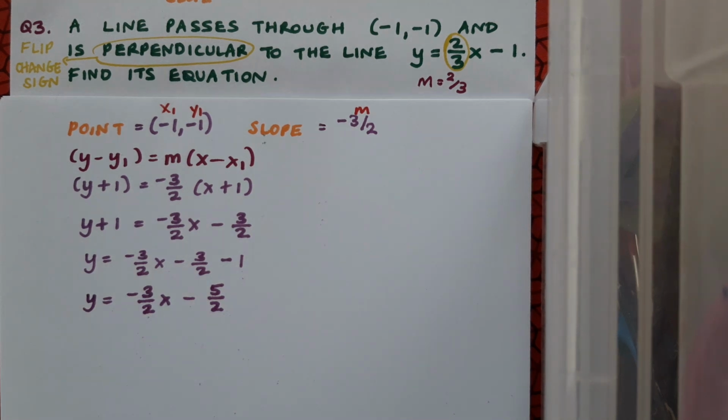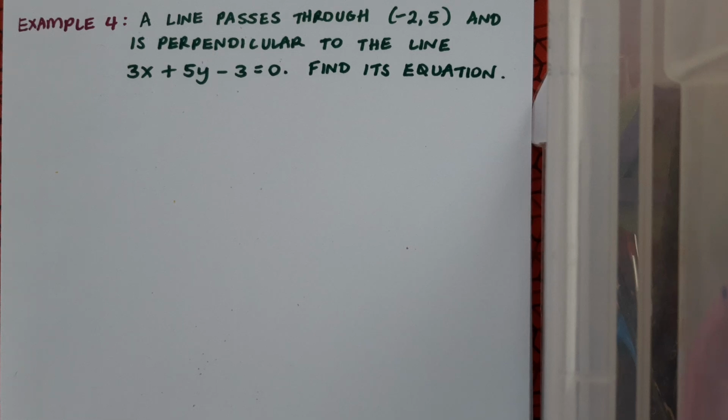Okay, so another example now. Okay, so a line passes through -2, 5 and is perpendicular to the line 3x plus 5y minus 3 equals 0, and I want to find its equation. So the only difference here between this and the last example and question is that my line is given to me in a different format and I want the answer in a different format. So I can't read my slope off quite as quickly as I did in the previous question. We'll come to that in a moment.